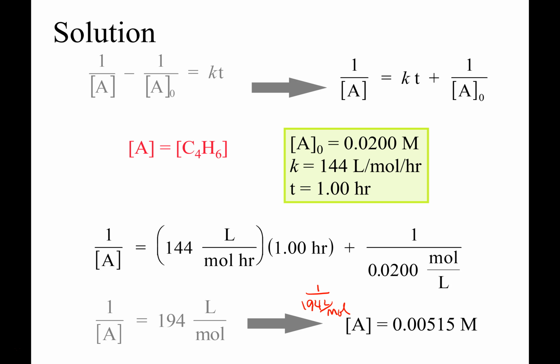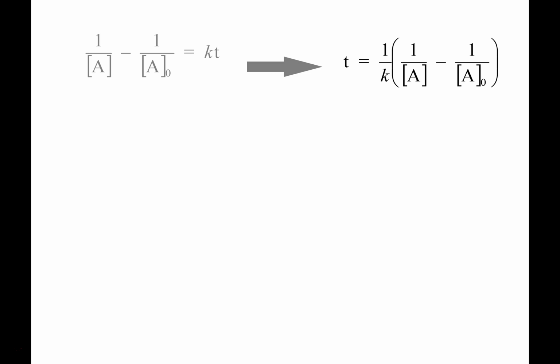So we have a follow-up question. In this case, we were going after the molar concentration. In this other case, we're going after T. So we can rearrange this, and it looks like this, where T now is equal to 1 over K times the quantity, the inverse of A, or 1 over A, minus the inverse of A0, or 1 over A0.